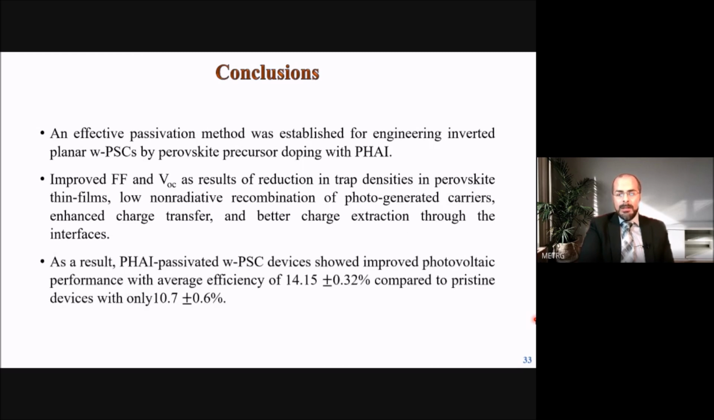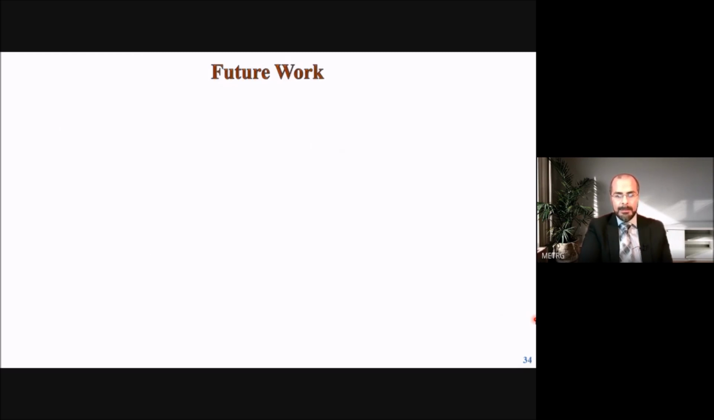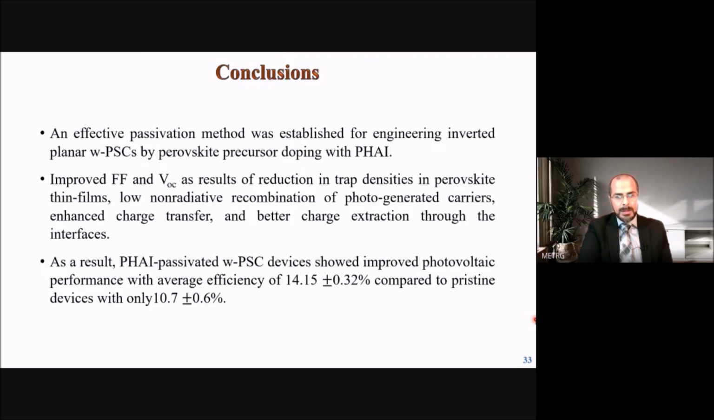So as we added PHI at the optimal condition, we improved the efficiency of the treated cell to 14.15% compared to the control cell, which was 10.7% in this experiment. So it's a good improvement, about a 4% difference between the two conditions.